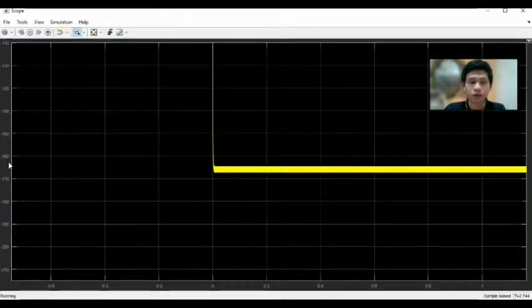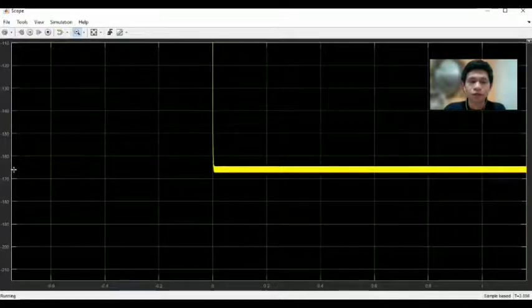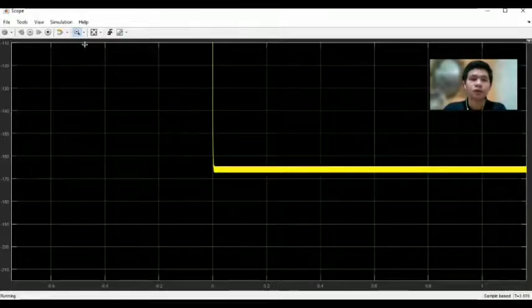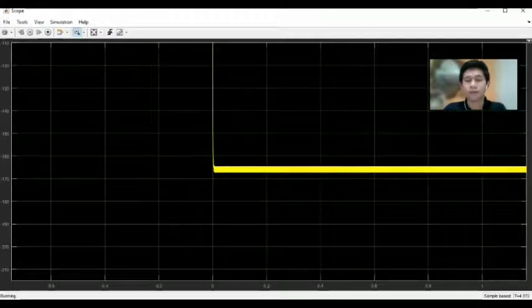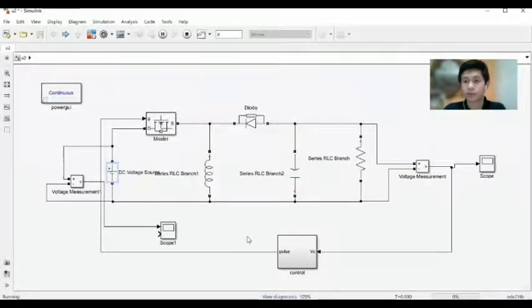And as you can see at the edge of the graph, the polarity of the output voltage is negative, which is exactly according to the theory principle. And this shows that the DC converter is proven to change the value of the input voltage from a lower value into a higher value at a constant rate.